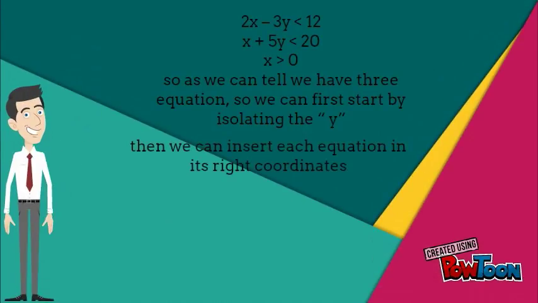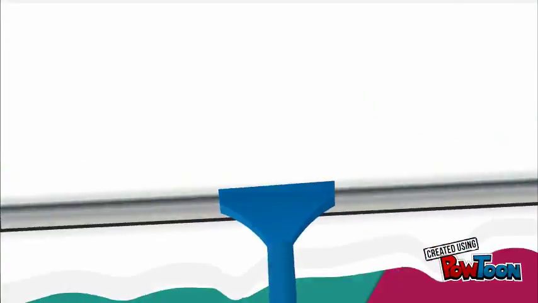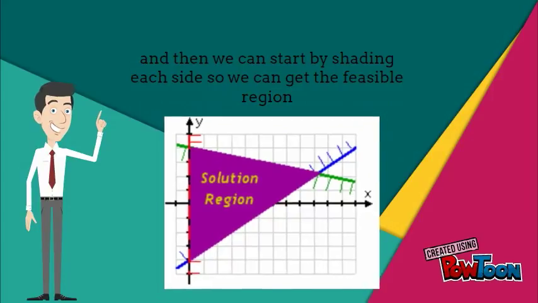As we can see in front of us, we have three equations. We can first start by isolating the y, so it can be easier for us to draw. After that, we can start by drawing it, and then shading each line. And for our second step, we can see that we have this overlapping area, and this is called the feasible region.